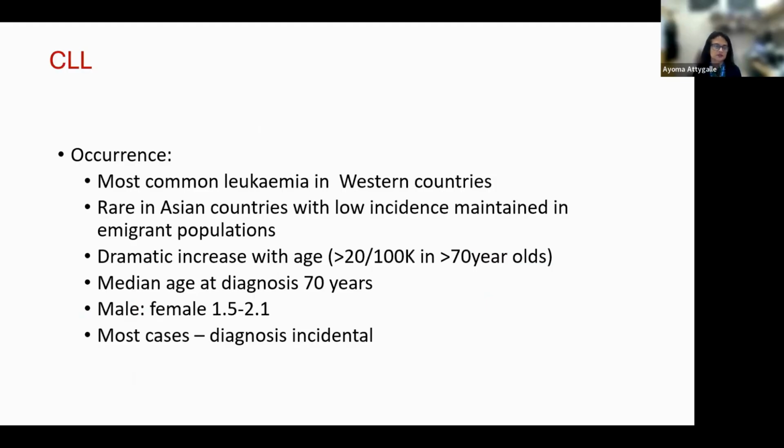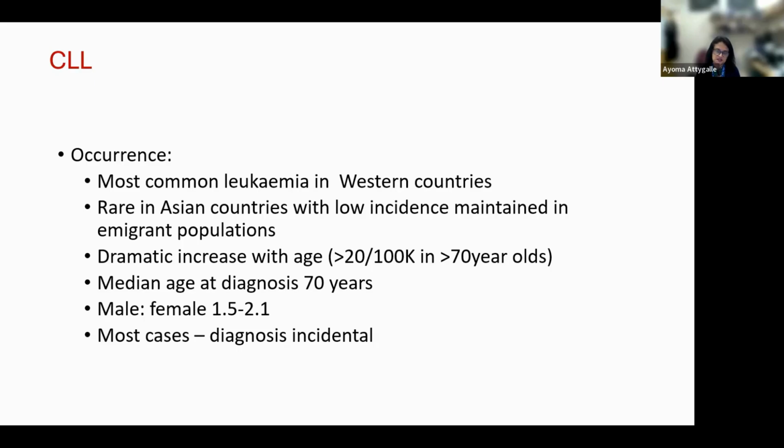So just a little background. It's the most common leukemia in Western countries, and it would be interesting to know the prevalence and incidence in the sub-Saharan African countries. It's rare in Asian countries, with a low incidence maintained in the immigrant population.